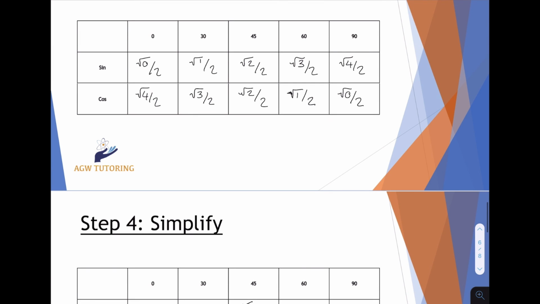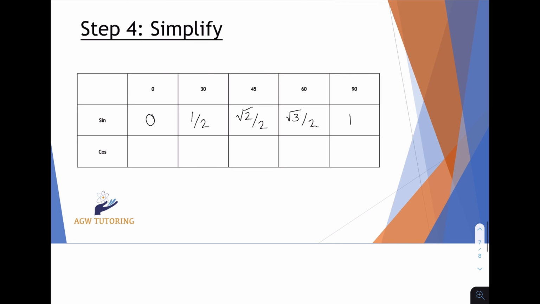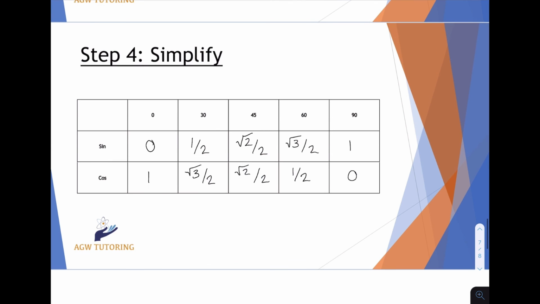Then if you look, we just have the same values, but the opposite way around on the next row. So they'll all simplify to the same things. Just write those in. And there you have it. That is your table for all common sine and cos values that you would be asked on a GCSE higher exam paper.